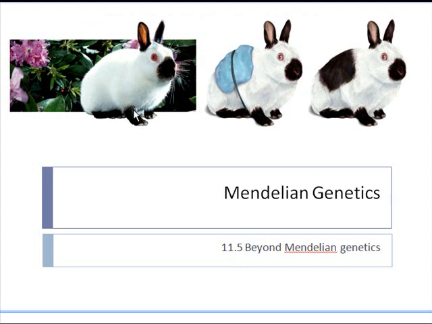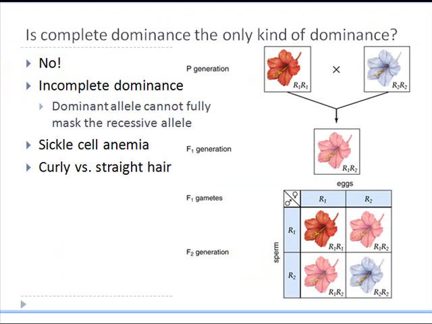So this interesting image up here shows you the Himalayan rabbits that have a patch covered over here, and you can see how it's dark. We will go a little bit more in depth into the understanding of this kind of scenario. So the first thing I want to go over is incomplete dominance.